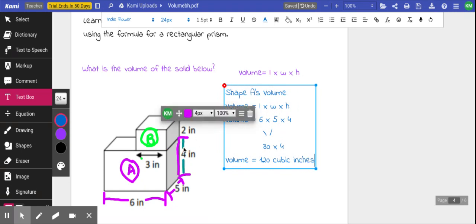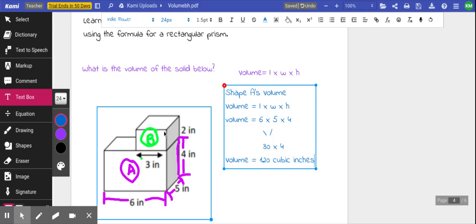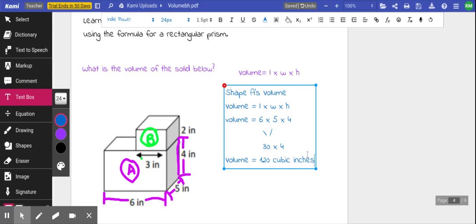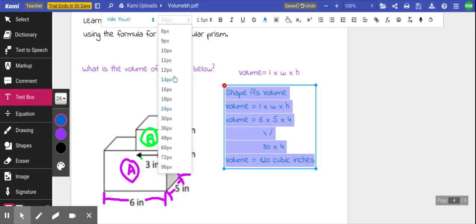Now, in order for us to find out the full volume of the shape, we also have to find out the volume of shape B, which is sitting on top of shape A. So we're going to go ahead. I'm going to make this a little bit smaller so we can have enough room for shape A. Shape B.